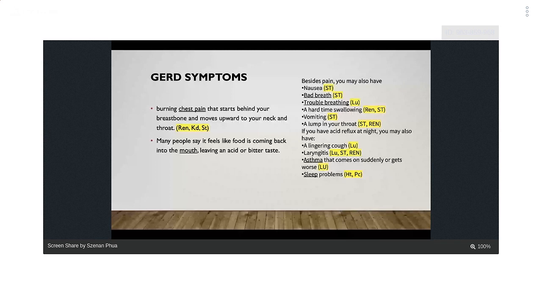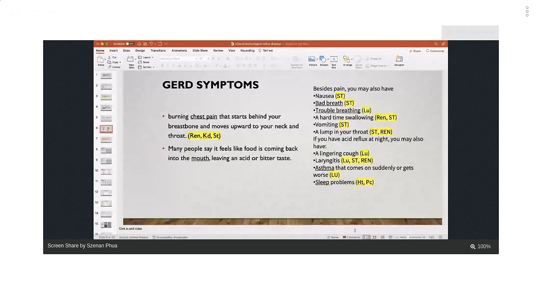Laryngitis, which is like an infection in the throat, right? This is lung because it's from the lung organ in stomach and Ren meridian. Asthma that comes uncertainly and gets worse, right? That could be just lung, affecting the lung. Sleeping problem, that's heart pericardium. The reason I put heart pericardium is that heart controls sleeping, okay? 心藏神, yeah, heart, relating to the shen, and pericardium as well.